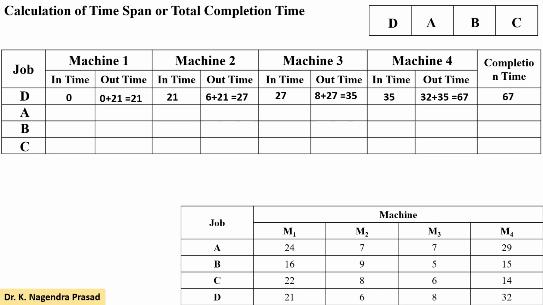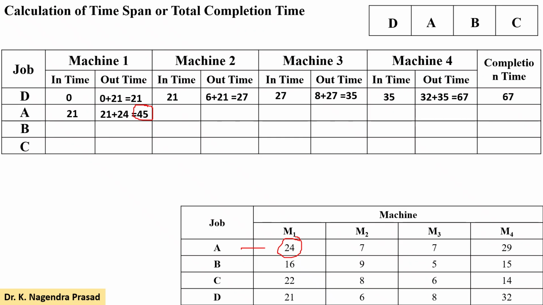Next we calculate the total completion time for job A. First, job A has to be moved on machine 1, but machine 1 is engaged up to 21 hours with job D. So job A can be moved on machine 1 after 21 hours only. So in time for job A on machine 1 is 21 and out time is the in time plus processing time. So 21 plus 24, which is equal to 45. So after 45 hours, job A is free.